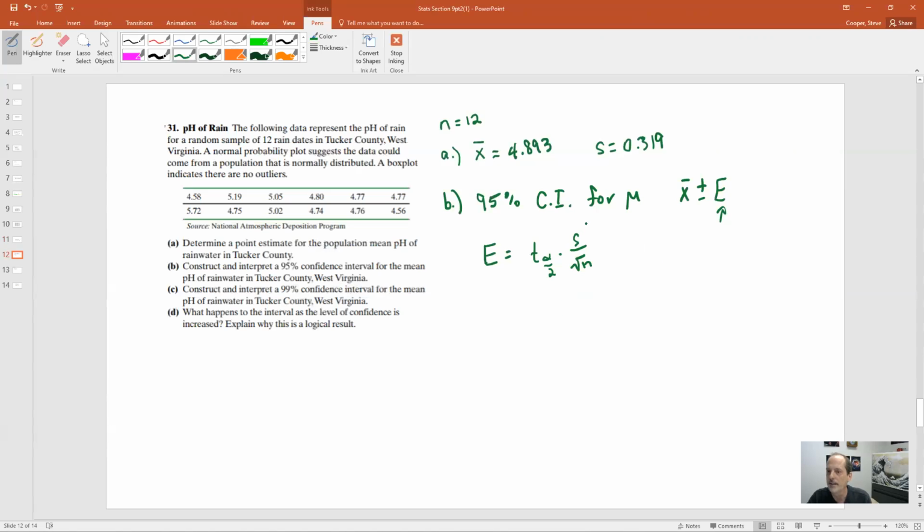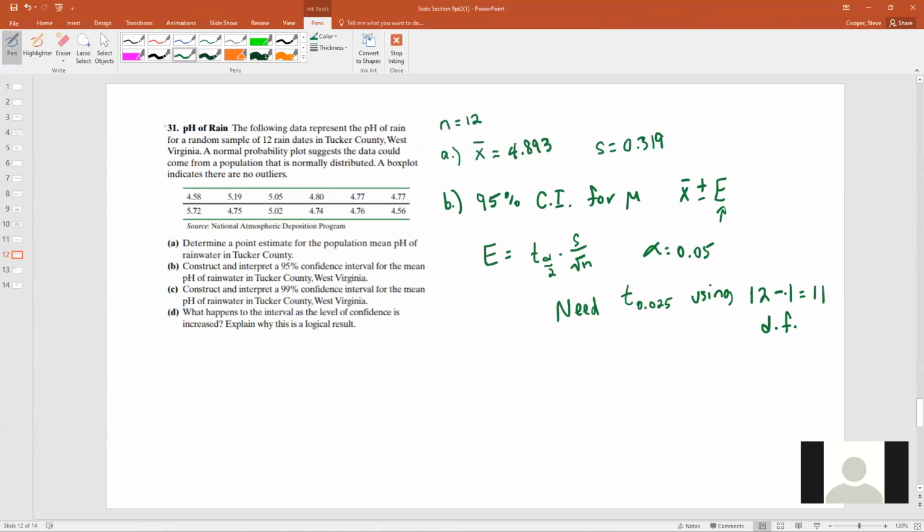Okay, so what is alpha? Well, remember, you can directly determine alpha from the level of confidence. So we've got alpha 0.05. So alpha over 2 is going to be 0.025. So we need, using 12 minus 1 degrees of freedom.